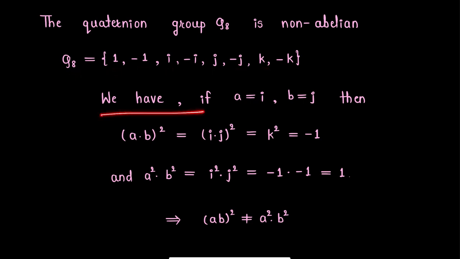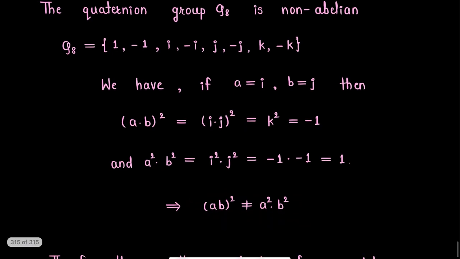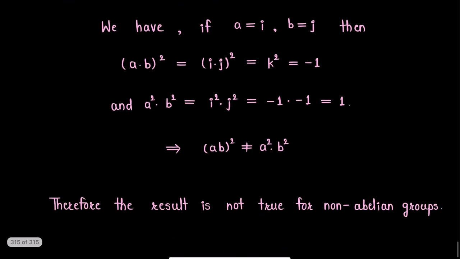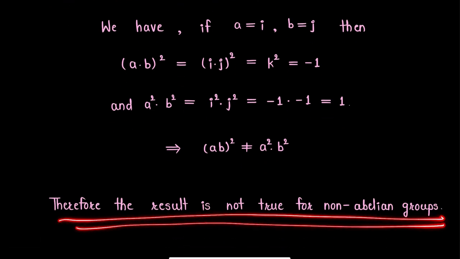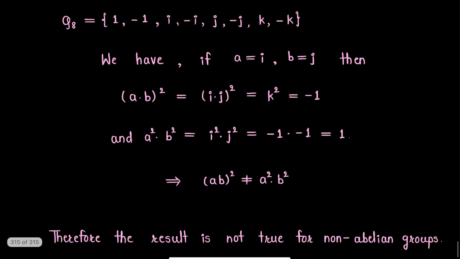Now here we will assume that a equals i and b equals j. Then we get (ab)^2 equals (i·j)^2. Here the binary operation is multiplication. Now i·j is k, so (ab)^2 will be k^2, which is minus 1. And a^2 b^2 will be i^2 · j^2, which is minus 1 times minus 1, which is 1. So clearly (ab)^2 is not equal to a^2 b^2, and thus the result does not hold for non-Abelian groups, which is shown by this example, and this proves our complete result.